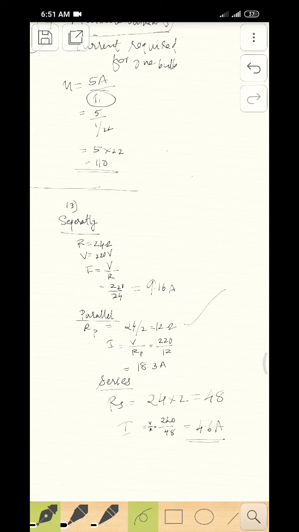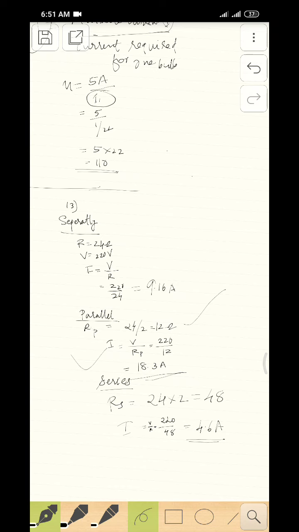Now for finding the current I, by Ohm's law, I is equal to V divided by R. Here R is 12 ohm, the equivalent resistance. So 220 divided by 12 is 18.3 ampere current. So if you connect two resistors of 24 ohm in parallel in the electric oven, the current drawn will be 18.3 ampere.